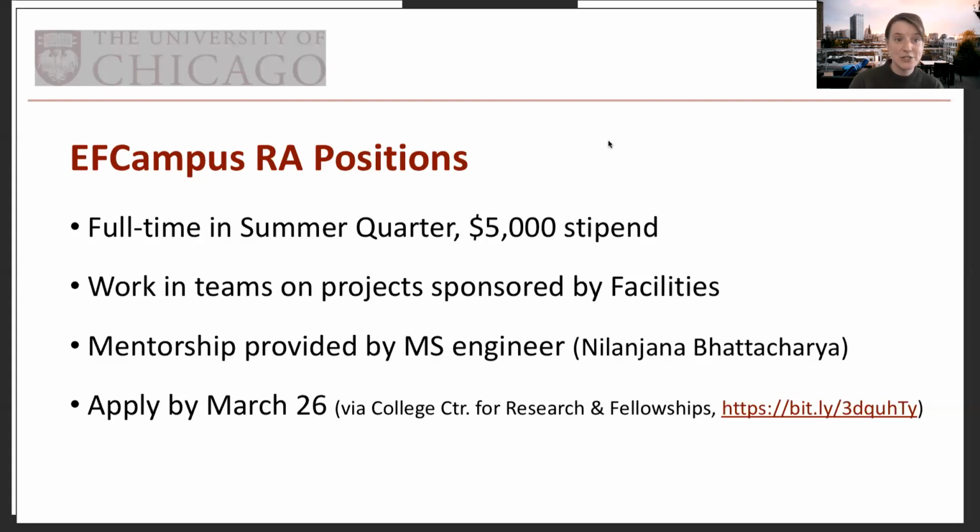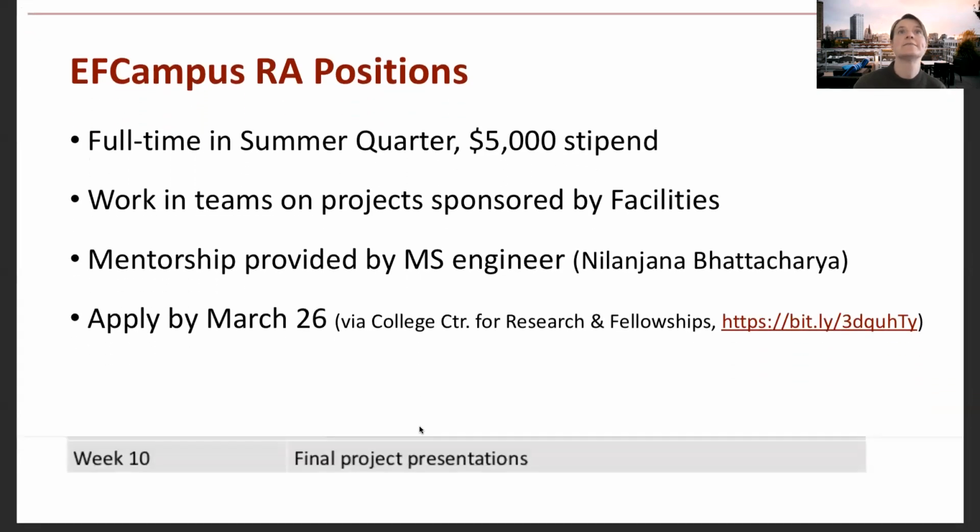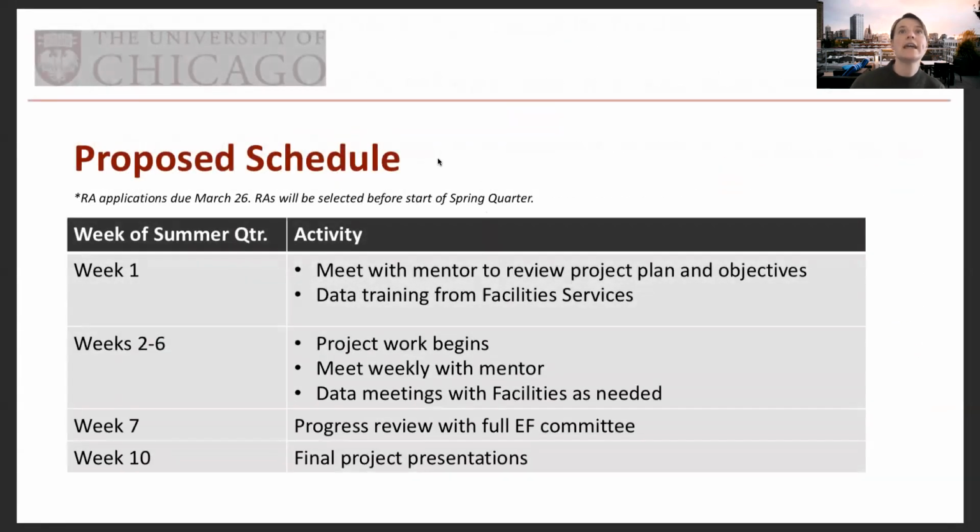And the applications are due tomorrow by midnight. There's a link here in the presentation, which we will also circulate following the session. But it's also on the Mansueto Institute website. So if you are interested after what you hear today, please do be sure to apply tomorrow. And again, just to understand the flow of work during this research assistant position, we are hoping to make selections in the next week or so before the start of the spring quarter.